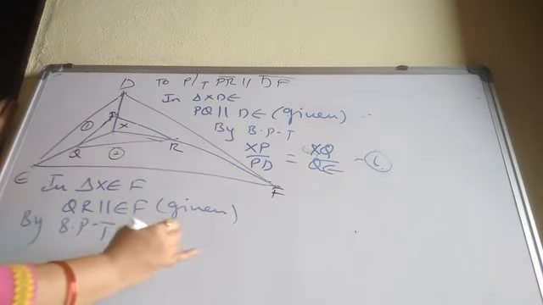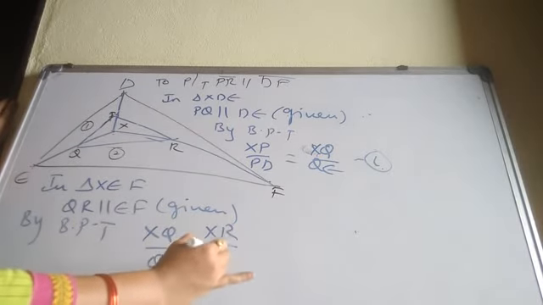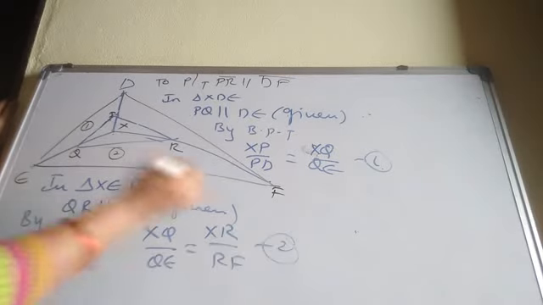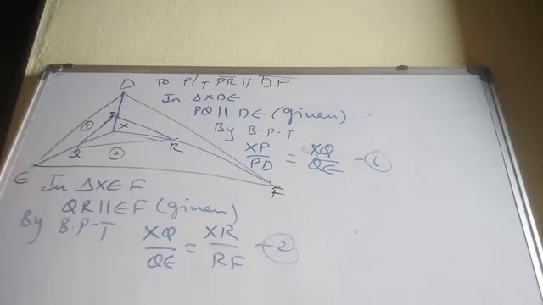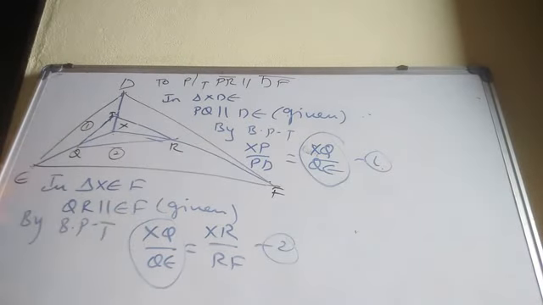Condition 1: XQ upon QE equals XR upon RF. This is the second condition. So from 1 and 2, we have XP upon PD equal to XQ upon QE. Second condition, what? XQ upon QE equals XR upon RF. XQ upon QE is common, or not?